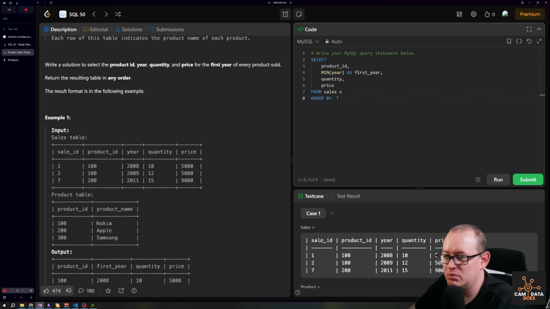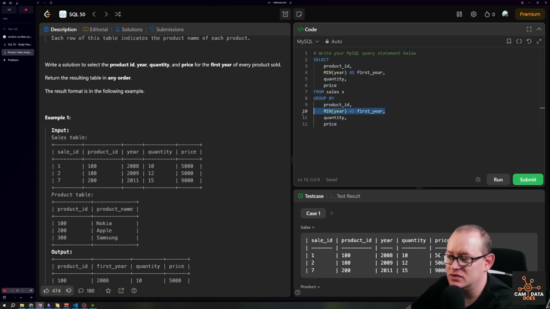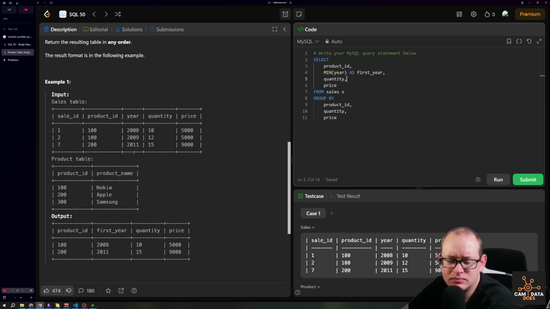So let's see, we want to group by basically all this other data. Anything you're not aggregating by, you need to group by. But is that what I want? I don't want to group by price. I don't really want to group by quantity. I only want to group by product ID. So I think you don't want to do group by when you're being forced to group by columns you don't want to group by. That's when you might want to reach for a window function.